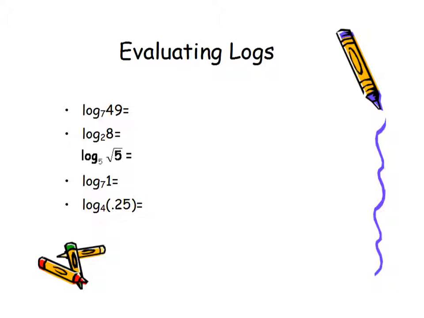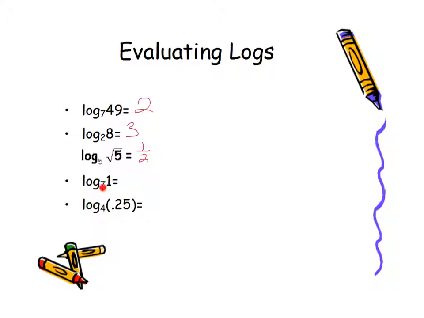If you look at this first one, 7 needs to be raised to what power to get you a 49? Well, it's just a 2. So log base 7 of 49 is just 2. 2 needs to be raised to what power to get 8? Here's a trickier one. 5 needs to be raised to what power to get the square root of 5? A square root is really a 1/2 power. So log base 5 of the square root of 5 is really equal to 1/2.